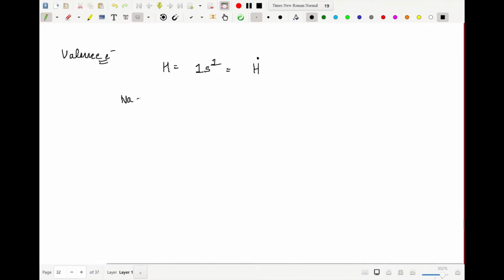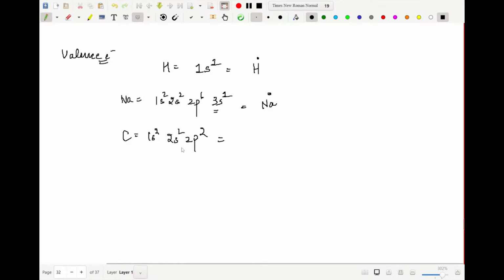The small dot represents one electron in the valence shell of the hydrogen atom. In the case of sodium, we have the electronic configuration 1s2, 2s2, 2p6 and 3s1. Again, the third shell is the valence shell, and it has only one electron in the valence shell. So sodium can also be represented with only one dot, which represents one electron in the valence shell of the sodium atom.